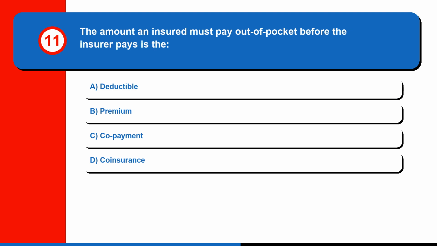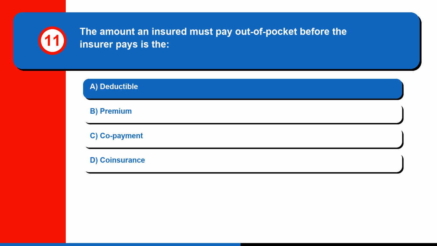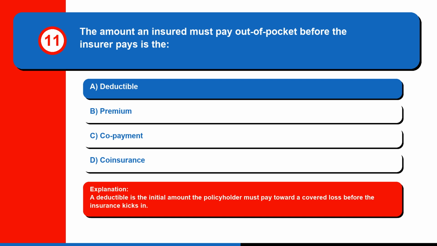Question 11. The amount an insured must pay out of pocket before the insurer pays is the A. Deductible. B. Premium. C. Copayment. Or D. Coinsurance. The correct answer is A. Deductible. A deductible is the initial amount the policyholder must pay toward a covered loss before the insurance kicks in.